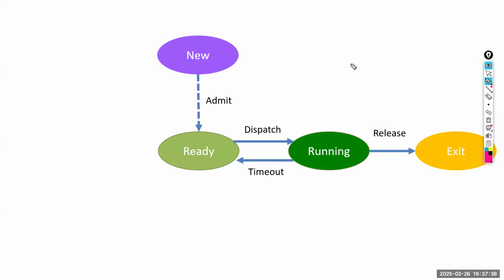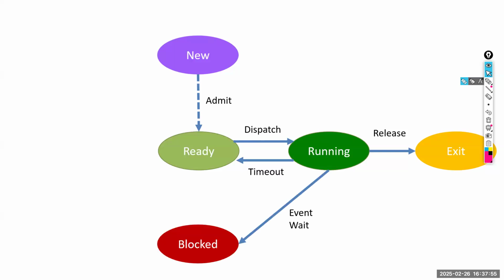This diagram is super important. You need to visualize it in a practical manner. There are a few more states. Another possible state is called the block state. When the process is in the running state, rather than coming back to the ready state, there is a possibility of taking it to the block state.